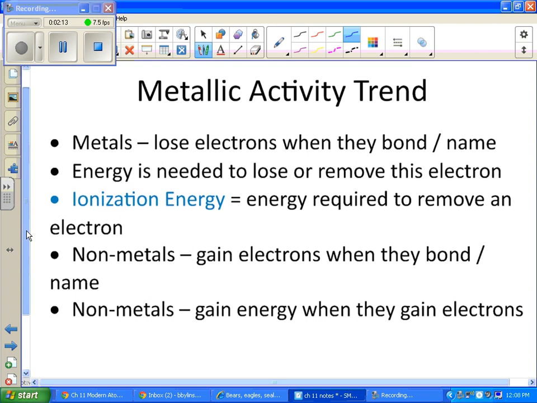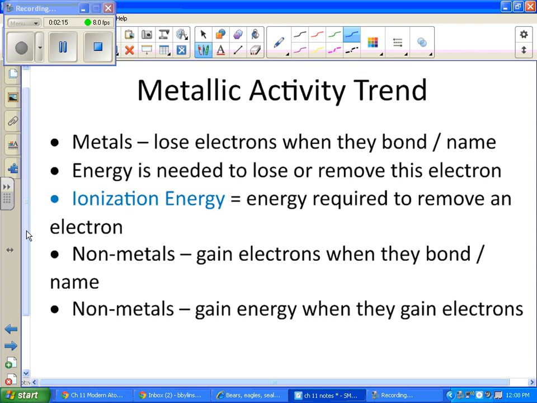Okay, now, metallic activity has a trend. So, we did learn that metals tend to lose electrons when they bond. This was back in the naming chapter. And energy is needed to lose or remove this electron. This is called ionization energy. It's energy needed to remove an electron from an element. Now, nonmetals tend to gain electrons, and they will also gain energy when they gain those electrons.